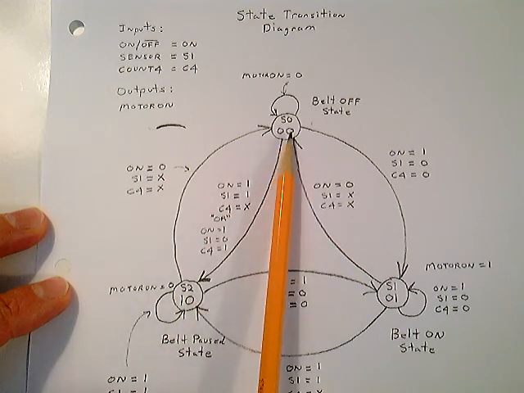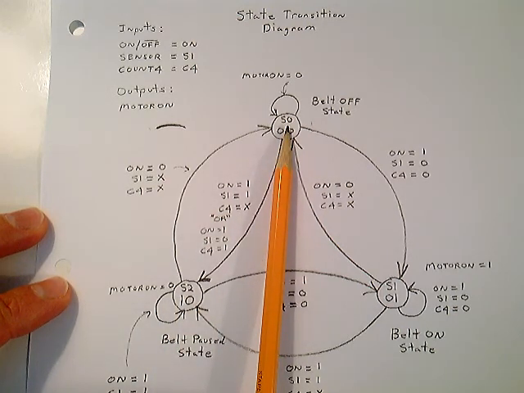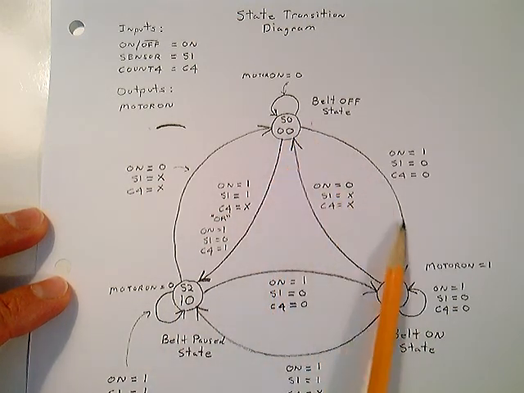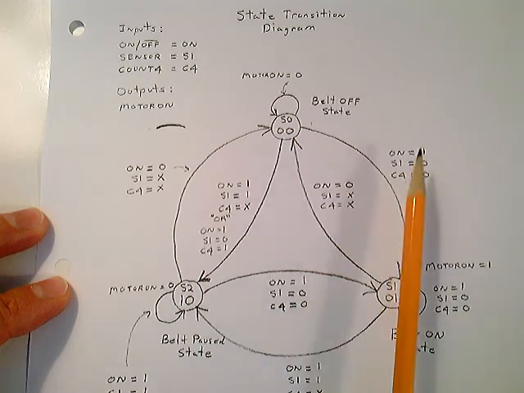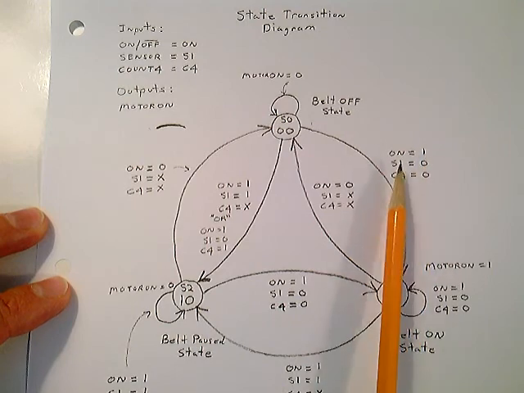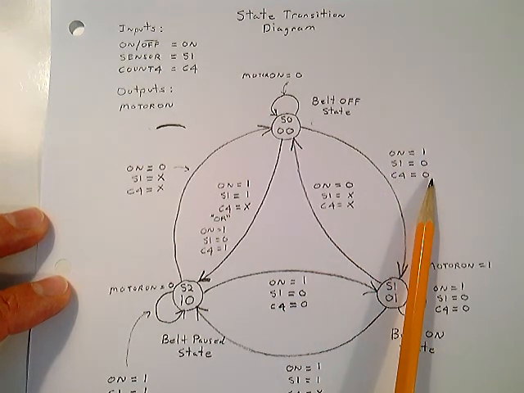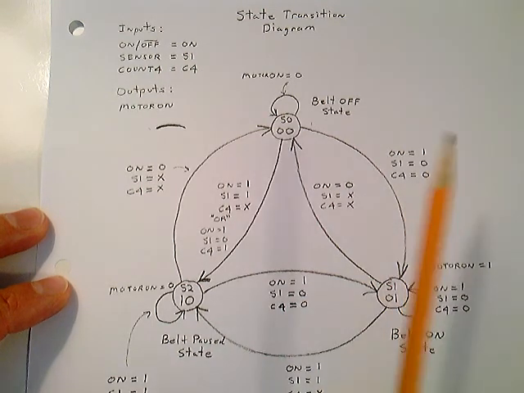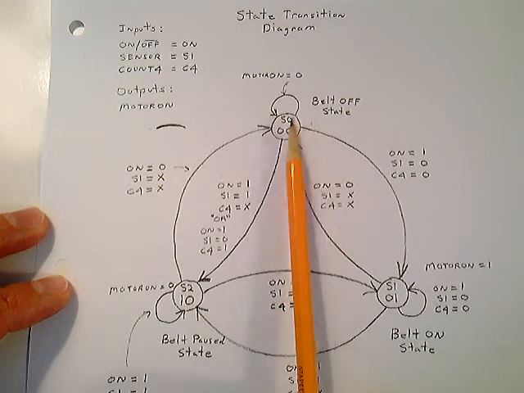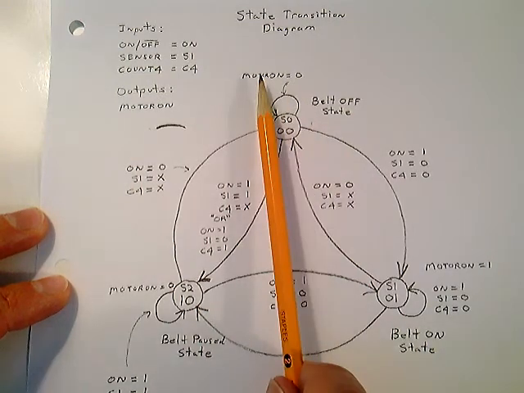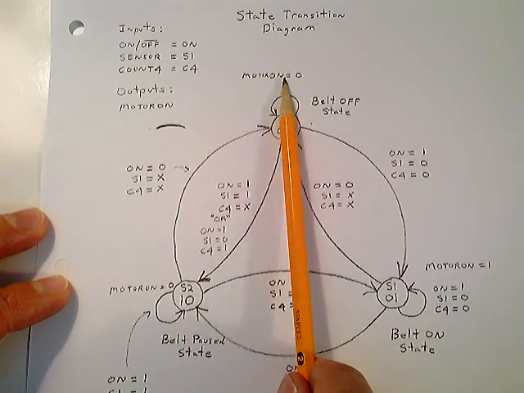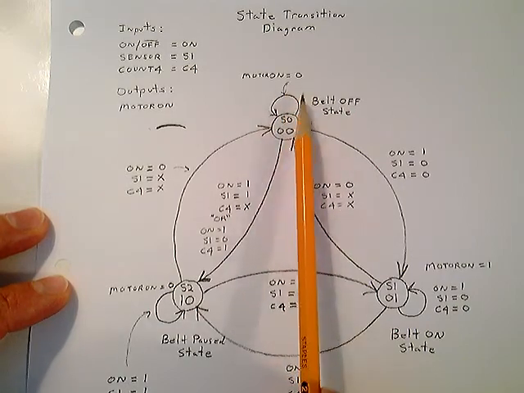And basically, if you're in state 0, what's going to get you into state 1? Well, on has to be equal to 1, sensor 1 has to be equal to 0, and count 4 has to be equal to 0. Okay. What's going to keep you in state 0 when a clock comes? Motor on being 0. In other words, when on is equal to 0, you just stay here.